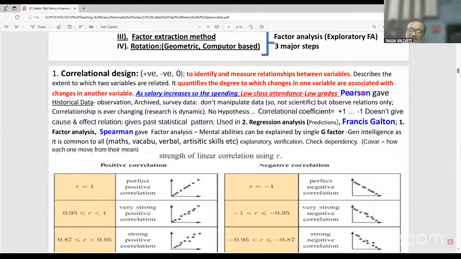So Pearson, sorry, here you're not a Spearman. Spearman gave us what? Sorry, here. Oh, Pearson gave us the correlational matrix, correlational approach. Spearman gave us the factor analysis, and Francis Galton gave us the regression analysis. So, for the prediction purpose, these are the contributions.